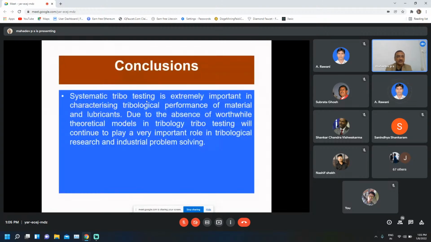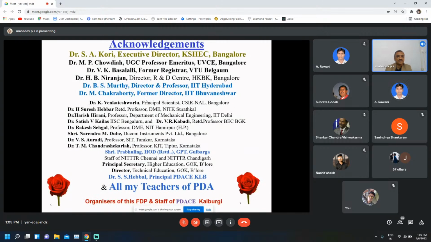So finally, I would like to conclude. Systematic tribo testing is extremely important in characterizing the tribological performance of materials and lubricants. Due to the absence of worthwhile theoretical models in tribology, tribo testing will continue to play an important role in tribological research and industrial problem solving. So these are some of the references from which I have taken the material.